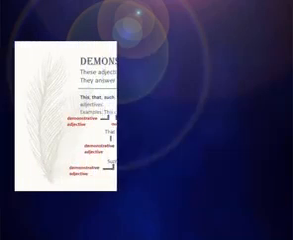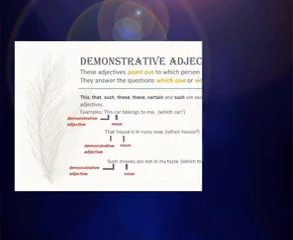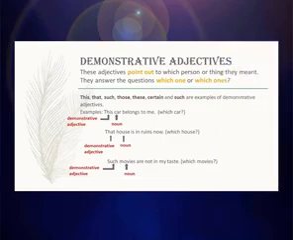Let's move to demonstrative adjectives. Demonstrate means to point out. These adjectives point out to which person or thing they meant. In order to understand it in an easier manner, just ask the question, which one or which ones? And the word that answers the question, which one, will be a demonstrative adjective.